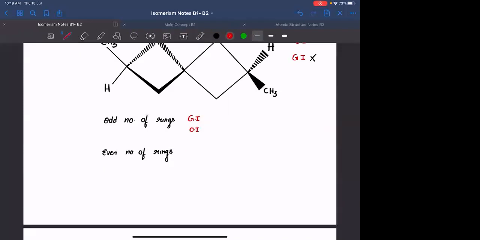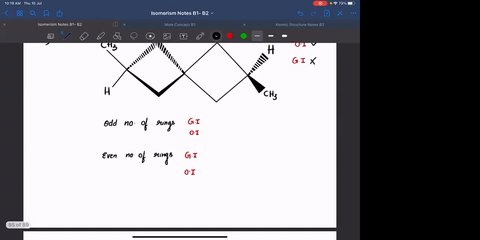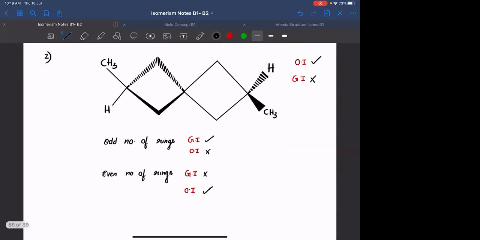Even number of rings, you have optical but not geometrical. Clear? Geometrical होगा, optical नहीं रहेगा. Geometrical नहीं रहेगा, optical होगा. Clear? Okay.